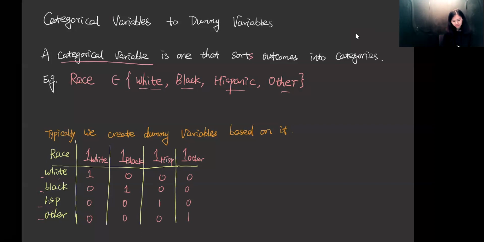So these 4 dummy variables are numerical, they are random variables. Typically, these are the random variables that we use in data analysis. And that's how we utilize the information contained in a non-numerical categorical variable.